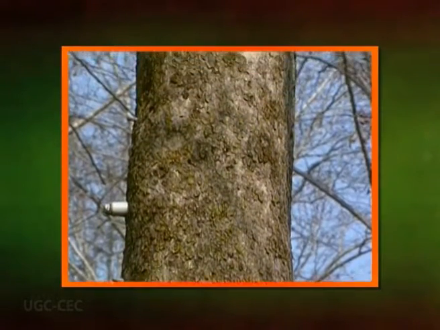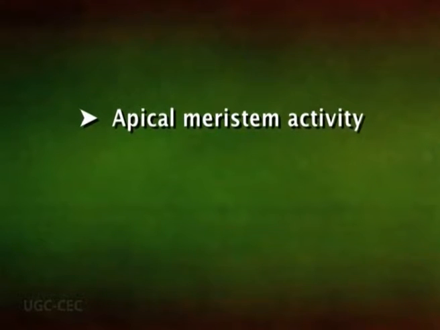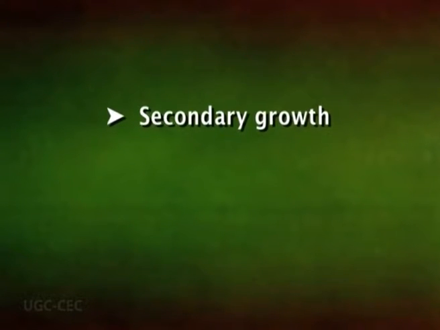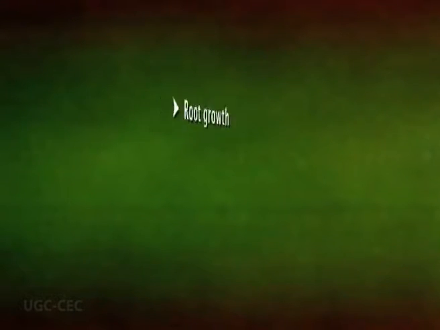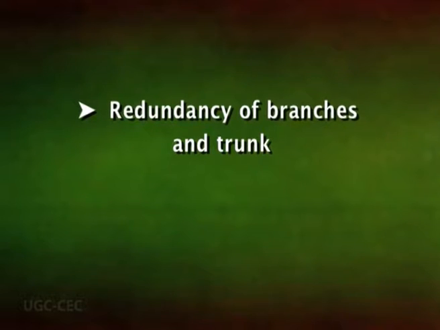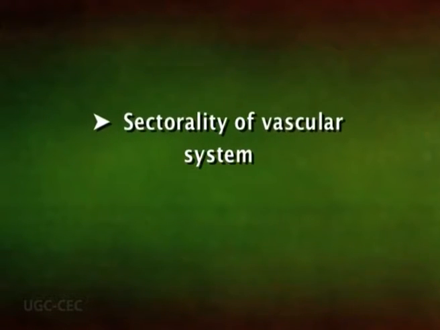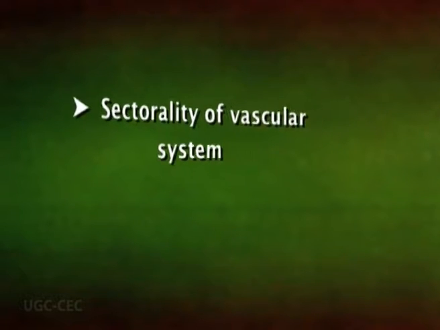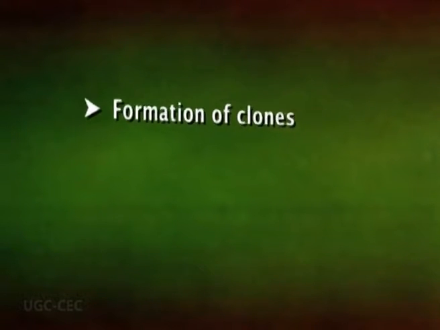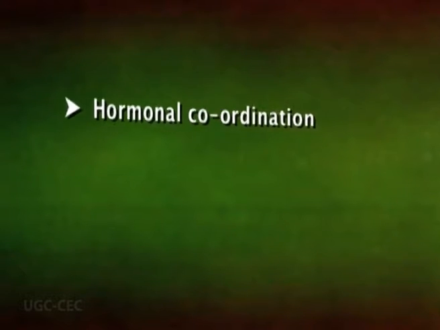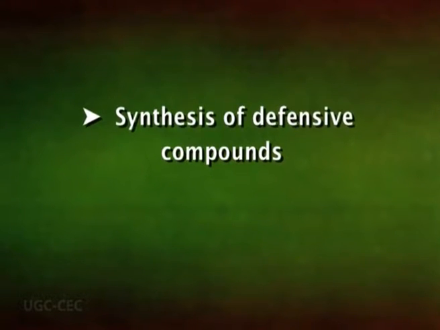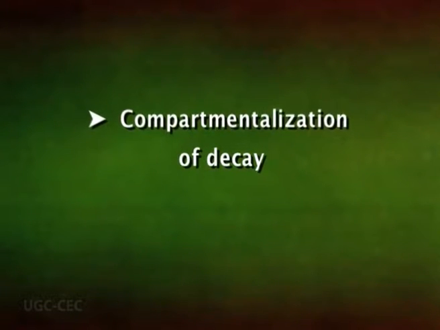The characters which are responsible for the longevity and large size of trees are apical meristem activity, secondary growth, root growth, redundancy of branches and trunk, which results in large scale replacement of dead and damaged organs, sectorality of vascular system, formation of clones, optimization of structure, hormonal coordination, synthesis of defensive compounds to defeat enemies, compartmentalization of decay and wound healing.